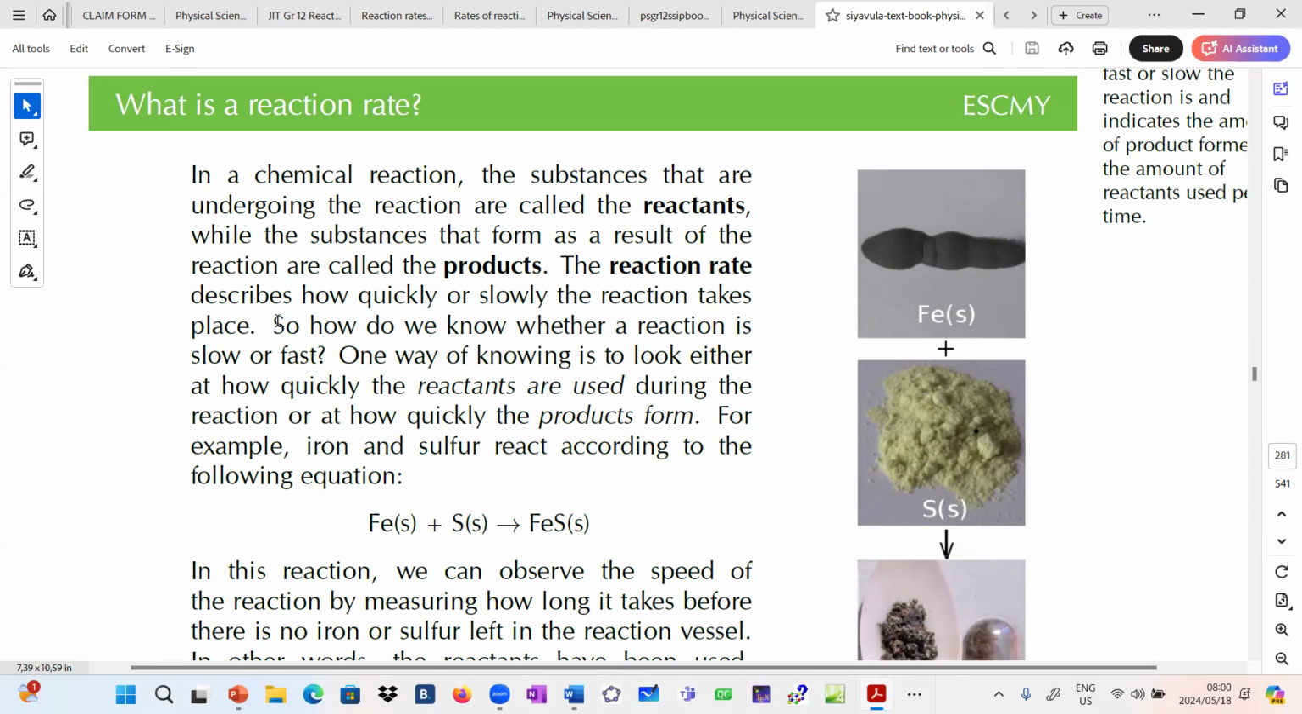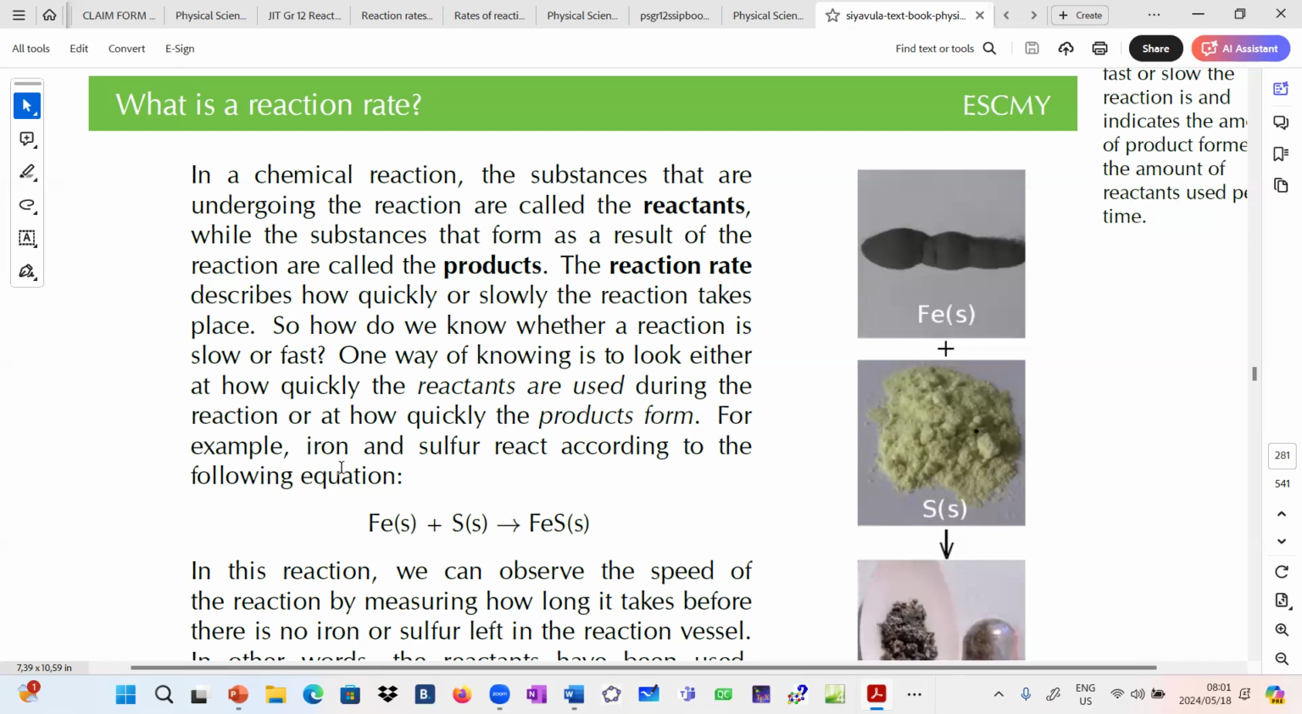Now, the reaction rate describes how quickly or slowly the reaction takes place. So, how do we know whether a reaction is slow or fast? One way of knowing is to look either at how quickly the reactants are used during the reaction, or at how quickly the products form.